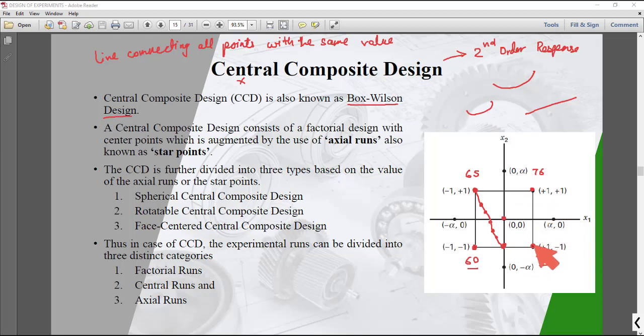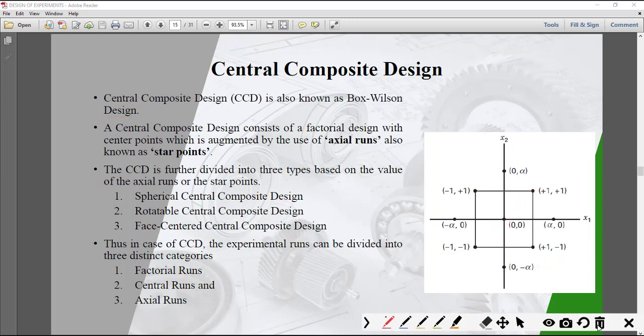Similarly, what another thing can I do? Here it is 70, this is 65, this is 76. So 70 will be somewhere over here. Again, I can draw this contour, right? These contours are straight lines. Why are these straight lines? Because there are only 2 points that we can use to join them. So if we want to draw curves, we cannot have just 2 points.